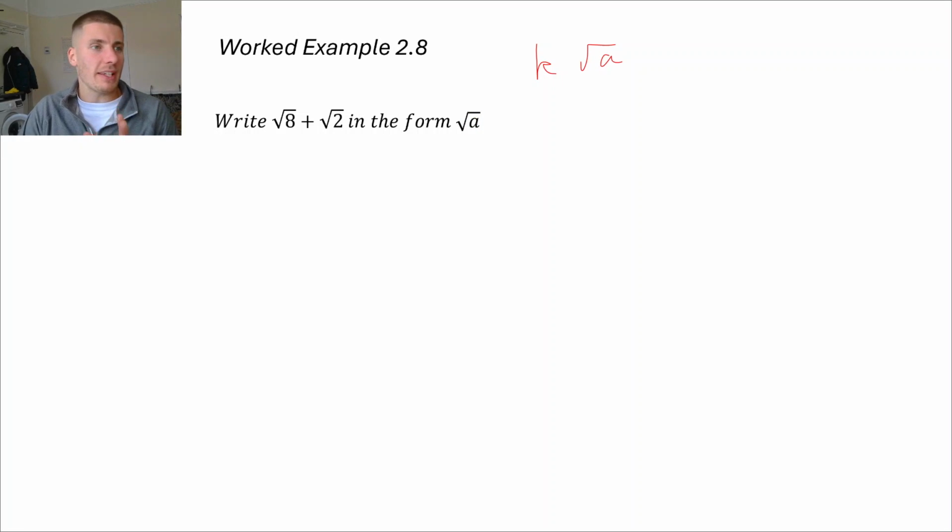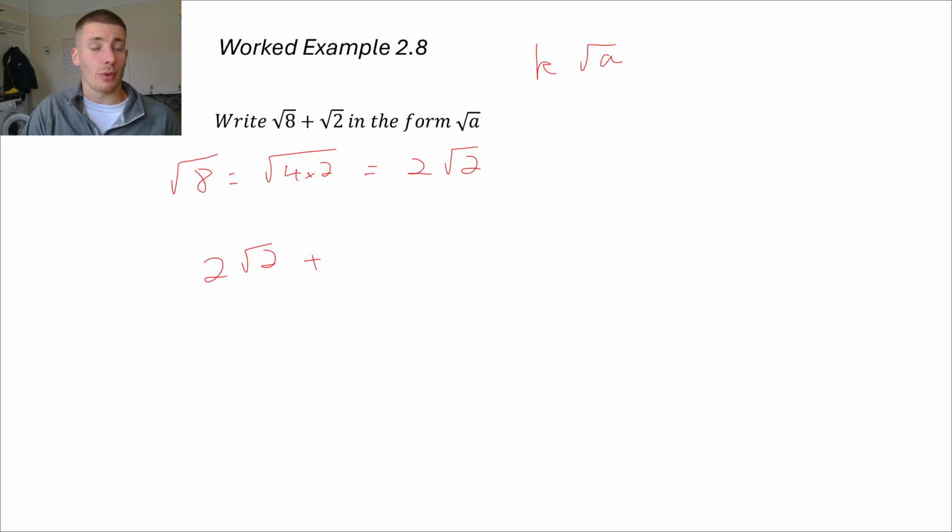Anyway, the question is basically just saying here, simplify, first of all, root 8, because root 8 we can write as root 4 times 2. Simplifying surds, which we've seen before, is going to be equal to root 4 is 2 times root 2, so 2 lots of root 2. So root 8 is equal to 2 root 2, and we are adding on that root 2. And 2 root 2 add 1 root 2 is equal to 3 root 2.